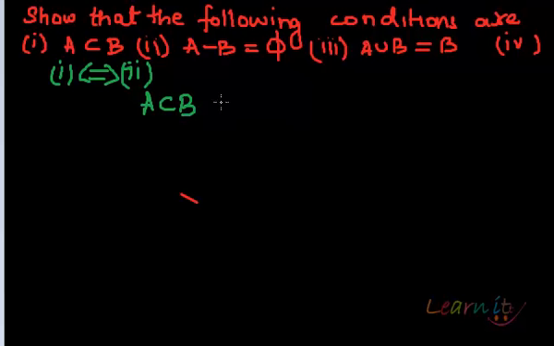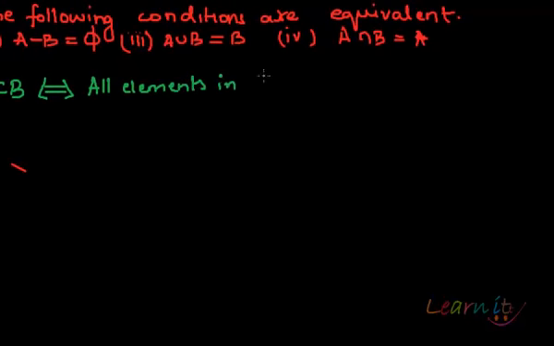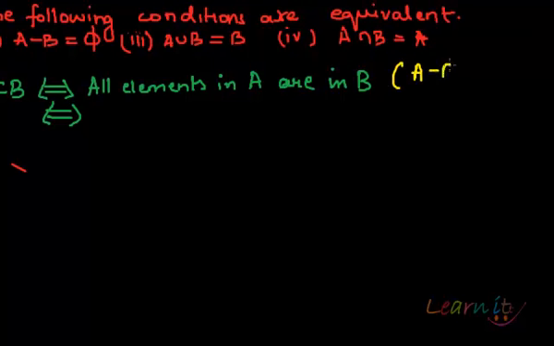Now what does this imply? A is a subset of B is the same as saying that all elements in A should be in B. If all elements in A are in B, then what would A minus B be?